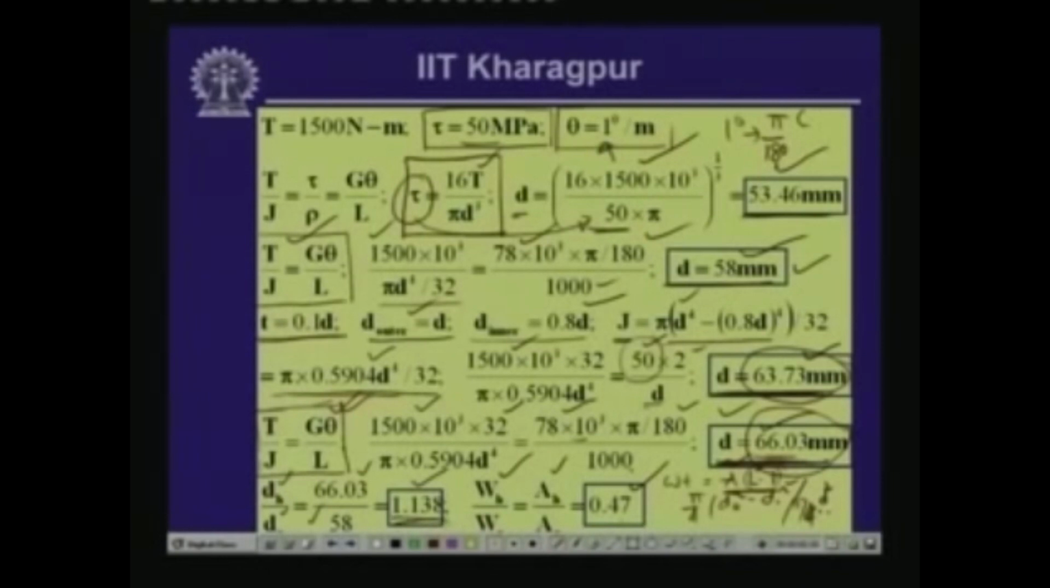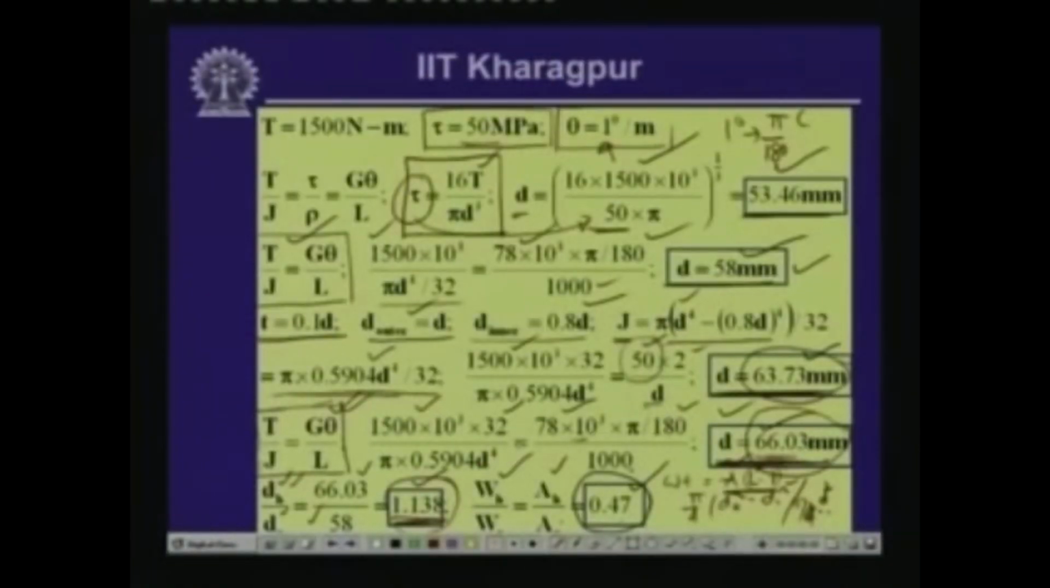Now, please note these two values: the ratio of the diameter is 1.138 and the ratio of the area is 0.47. This means the hollow area is equal to 0.47 times the solid area, and the diameter of the hollow bar is equal to 1.138 times the diameter of the solid bar. Now, this comparison states that, to resist the 1500 Newton meter of twisting moment, satisfying both the criteria of stress and the rotation angle, the outer diameter of the hollow bar will be 14% more than the diameter of the solid bar.